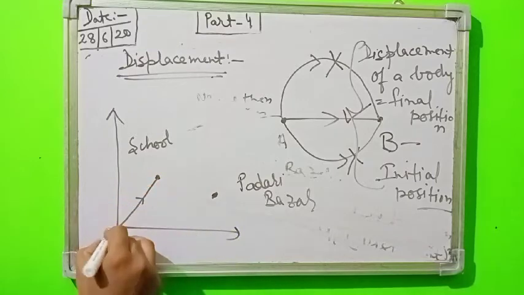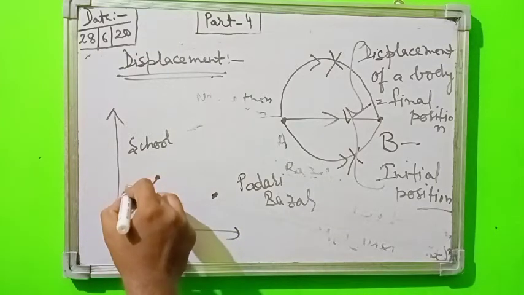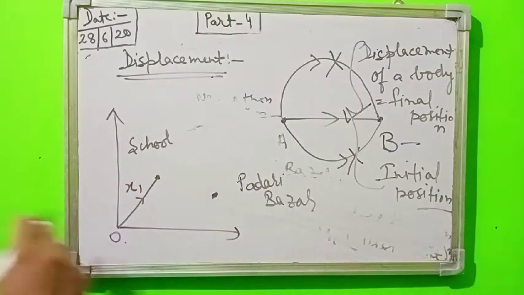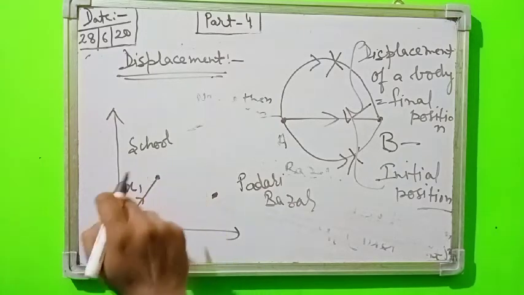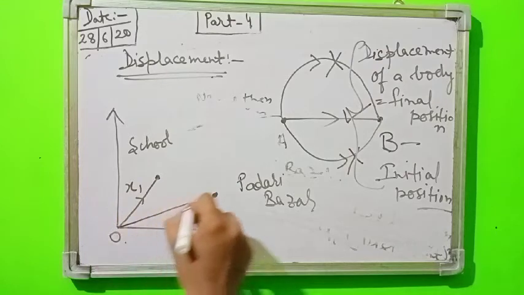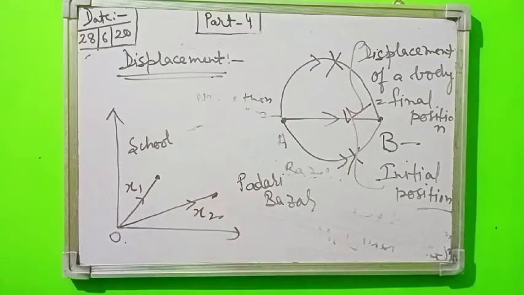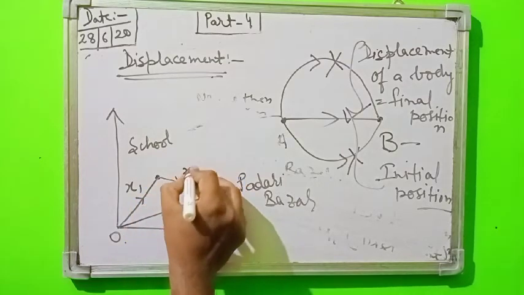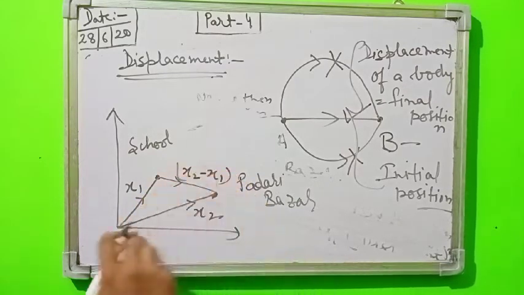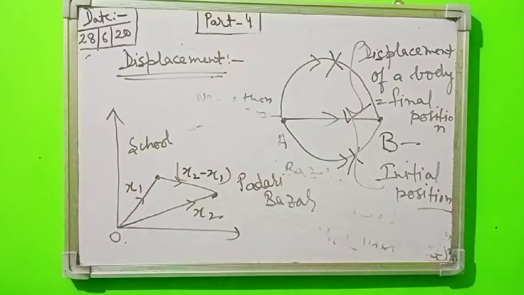Now this is your reference point, the origin. Suppose your school is at initial position x1, and Padri Bazaar is the final destination x2. Now it is asked what is the displacement between school and Padri Bazaar. So you will say it will be x2 minus x1. Final position minus initial position will give the displacement.